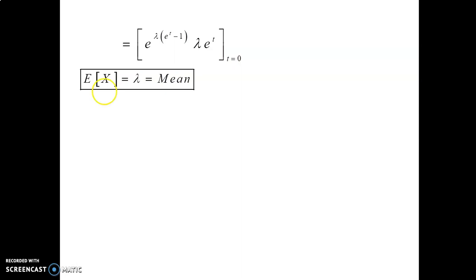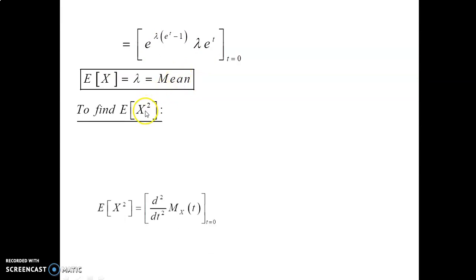Substitute t equal to 0 in this function. We get lambda, that is e power lambda into (e power 0 minus 1). E power 0 value is 1, so 1 minus 1 is 0, and lambda into e power 0 is lambda, so E of x is equal to lambda, which is the mean. Next we want to find out the E of x square value.